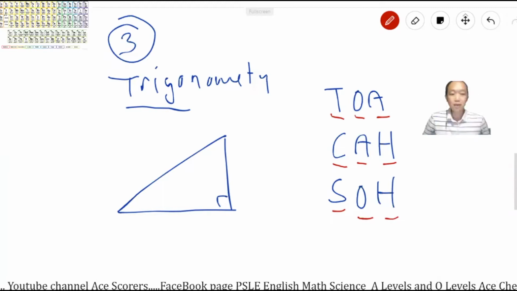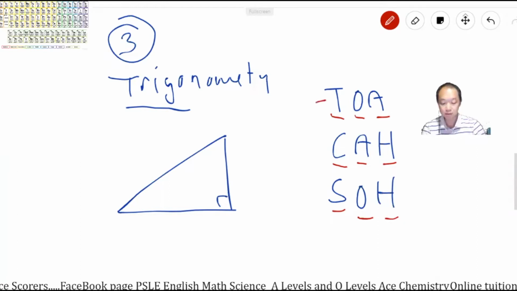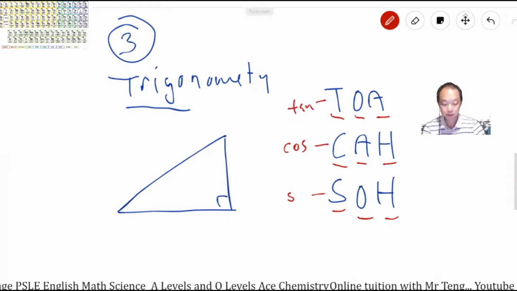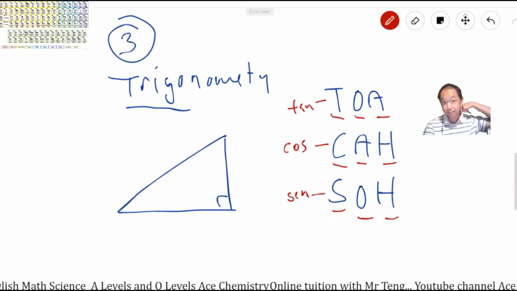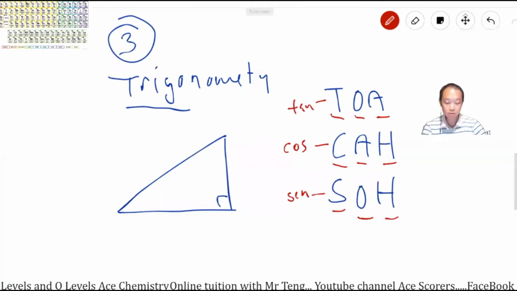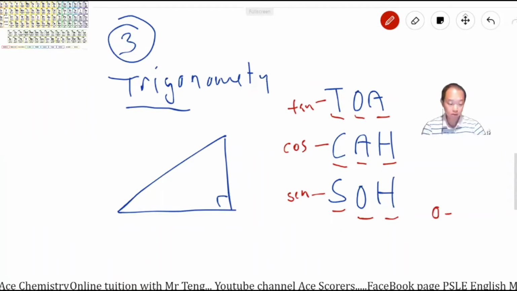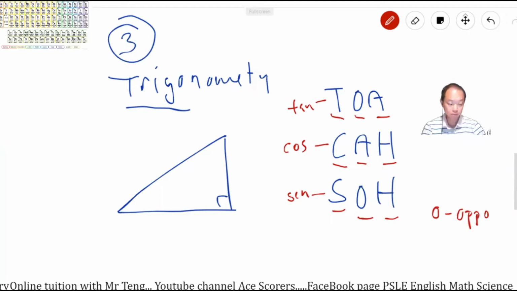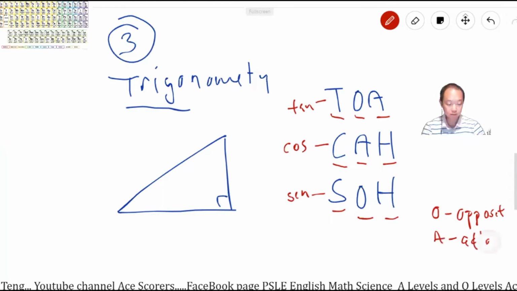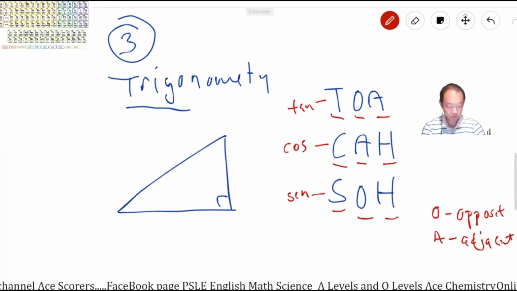Okay, what does T stand for? T stands for tangent, right? We know that. Cosine and sine. This one, O stands for opposite. I'm going to write it somewhere else. O means opposite. A means adjacent. H means hypotenuse.